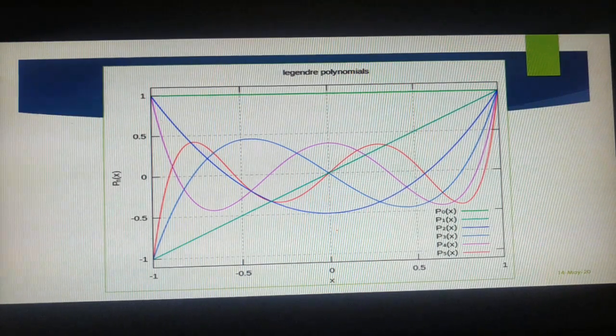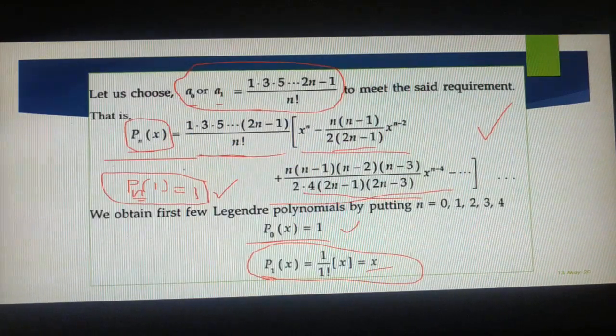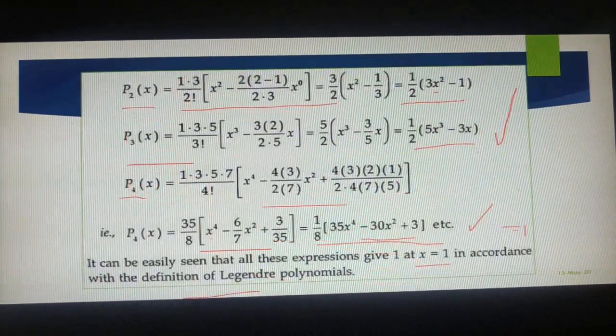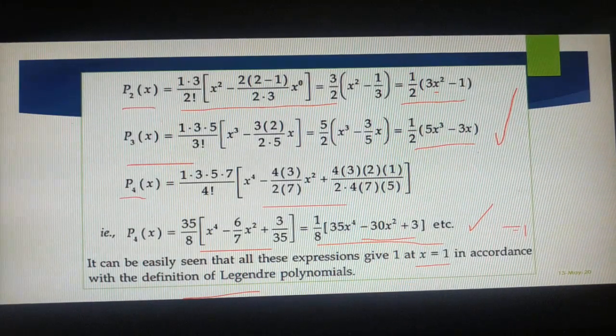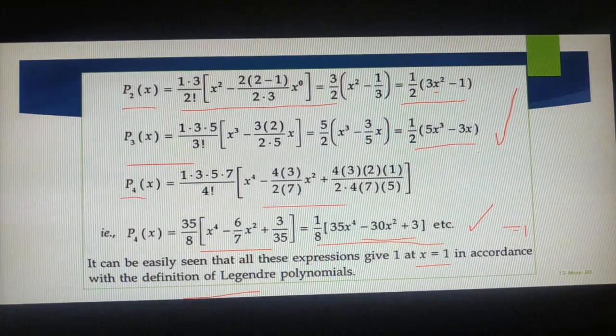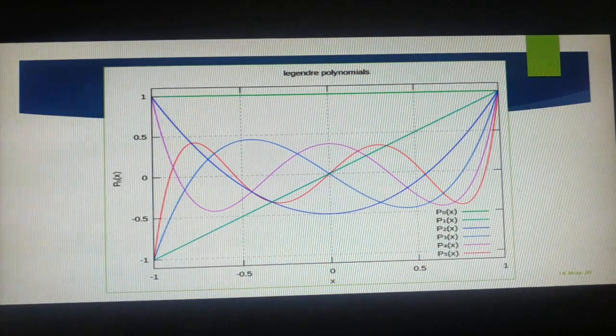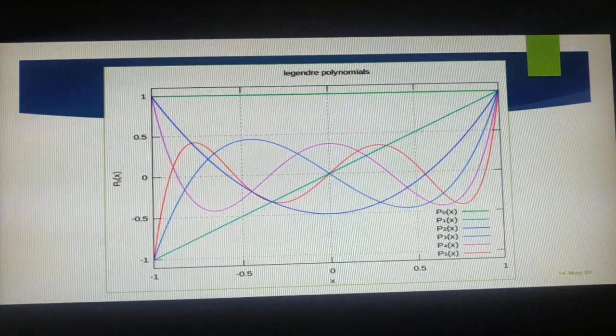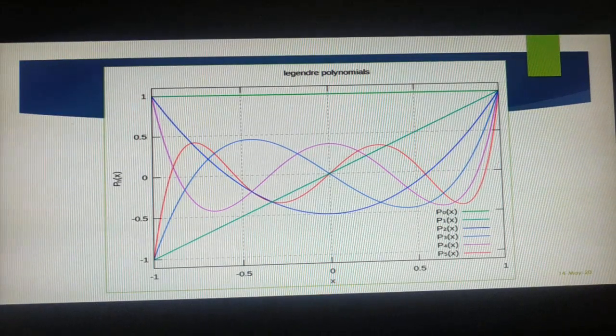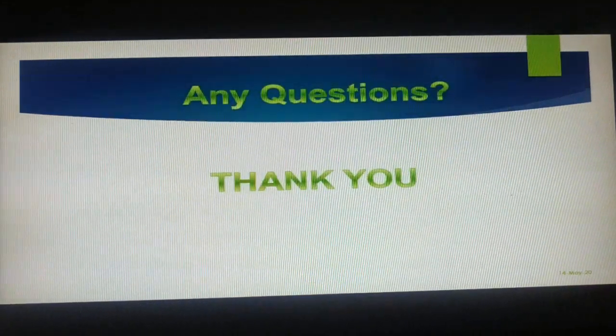In our next class I will give the alternate formula for this Pn of x, which we call the Rodrigues formula. With the help of the Rodrigues formula you can also find all these P0 of x, P1 of x, P2 of x, and the other Legendre polynomials. For the time being, please go through this and verify by checking whether you are getting all these values. This is the graph for Legendre's polynomial; see how it is looking. That's why we use it in wavelet theory for these problems. Thank you.